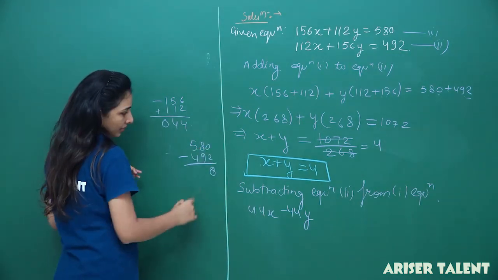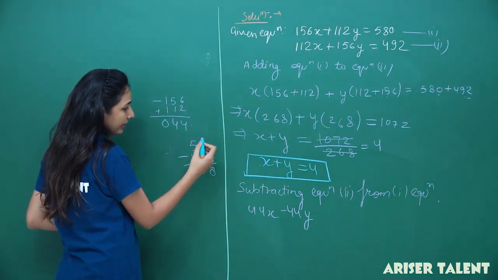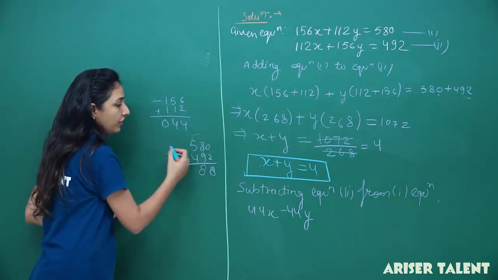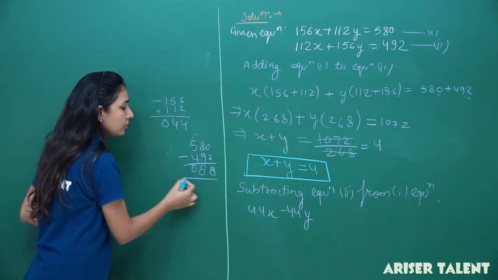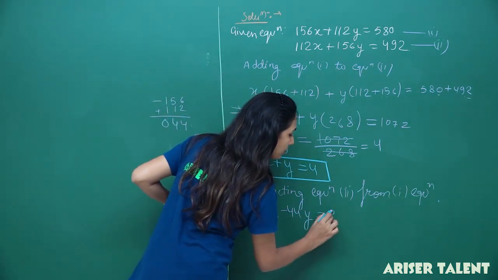Now that will become what? 7. So 10 and these 7, 8. Now we have taken a carry, so it's 4. So 0. So 88 will be there, right? So just write equals to 88 here.